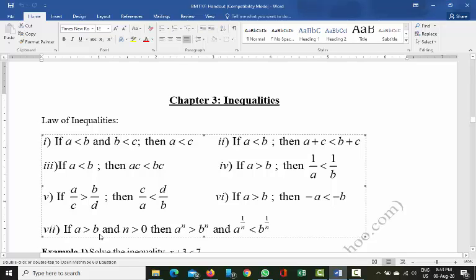If A is greater than B and N is greater than 0, which means the value of N is positive, then A to the power N should also be greater than B to the power N. But A to the power 1 by N should be smaller than B to the power 1 by N.